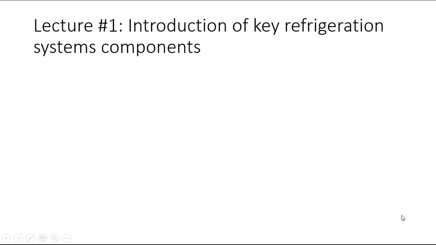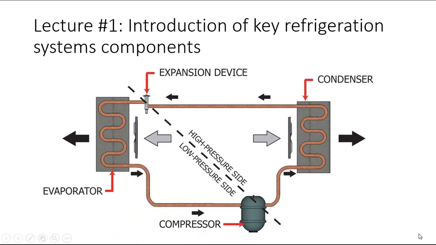All right, so let's dig in here. The first thing we're going to be talking about is the introduction of key refrigeration system components. So what we have here is a basic refrigeration system, and the real interesting thing about what I'm going to show you in this class is that this information applies to a large commercial restaurant or grocery store refrigeration, air conditioning in your home or your home refrigerator, or even your car.